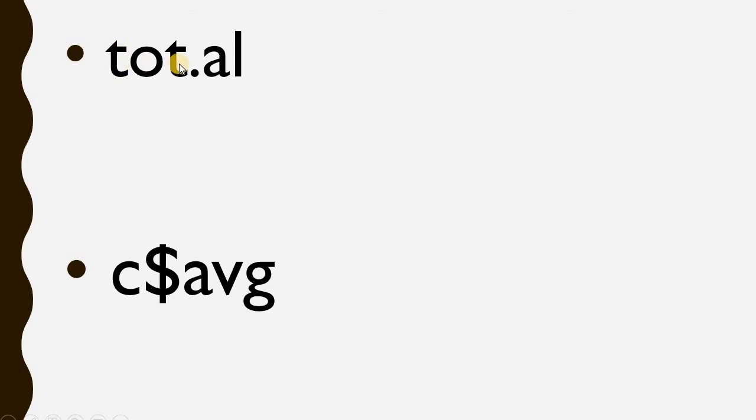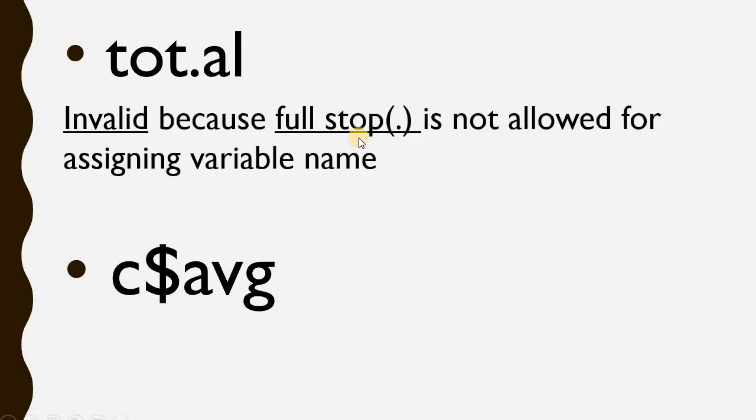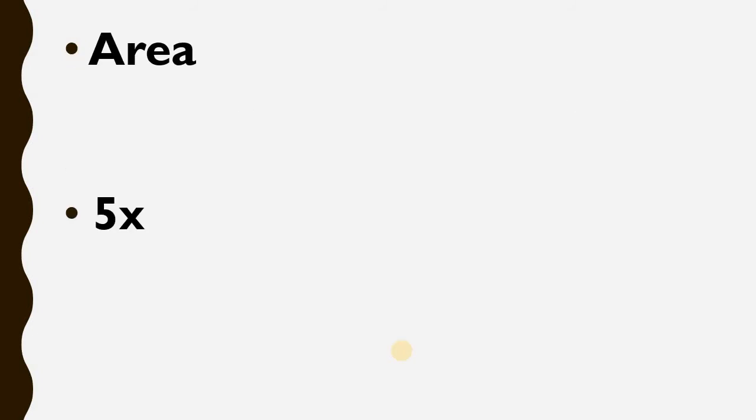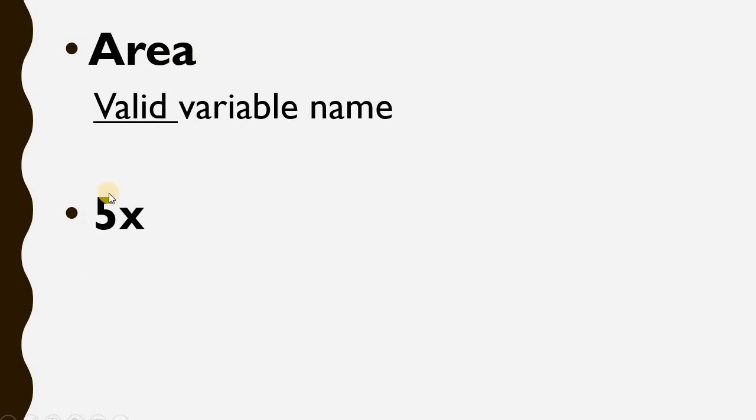Next, tot.al. Exactly, it is invalid because full stop is a special character that is not allowed for assigning variable name. So next I have a variable name C$AVG. It is also not a valid variable name because $ sign is a special character that is not allowed while assigning variable names. Then area. Area is a valid variable name.